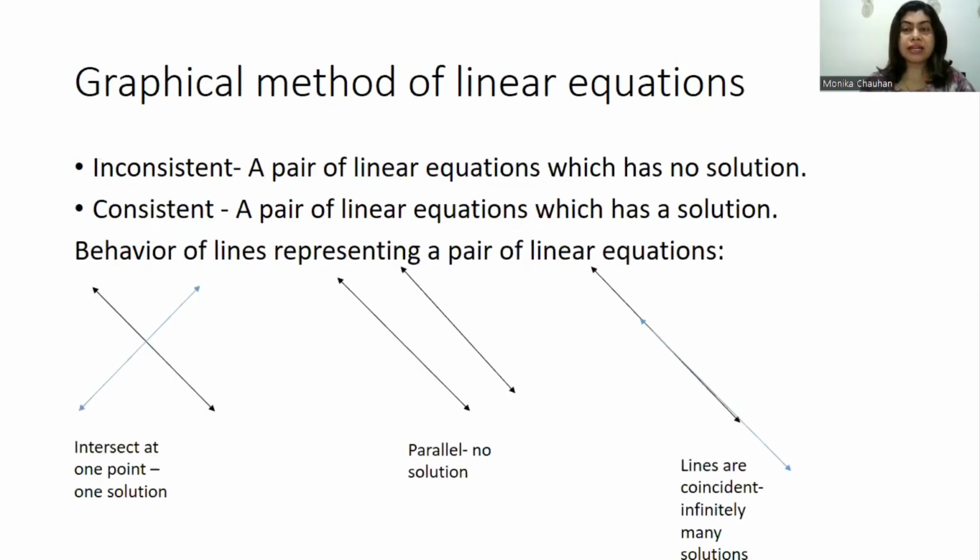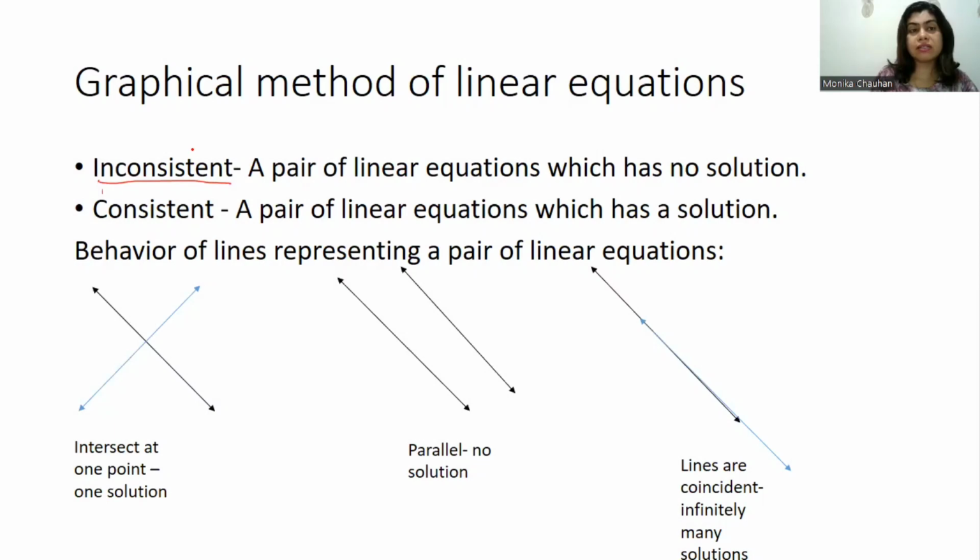If I say graphical method, it means that you will get some coordinates, you are going to plot some points on the graph paper, and based on that you will interpret something on it. Okay, so the graphical method of linear equations consists of two cases. One is called consistent and the second is called inconsistent.